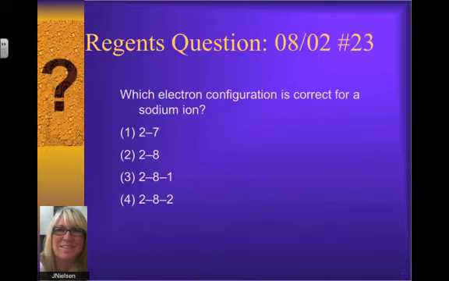Which electron configuration is correct for a sodium ion? Not a sodium atom, but a sodium ion. A sodium atom is 2,8,1, but it's going to want to lose that electron, form a positive ion, and have the electron configuration 2,8, which will mimic neon, a noble gas.